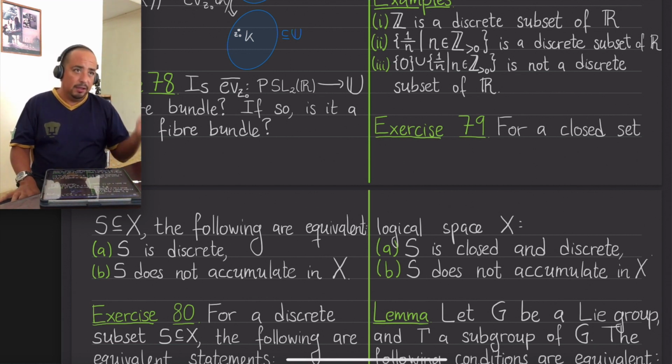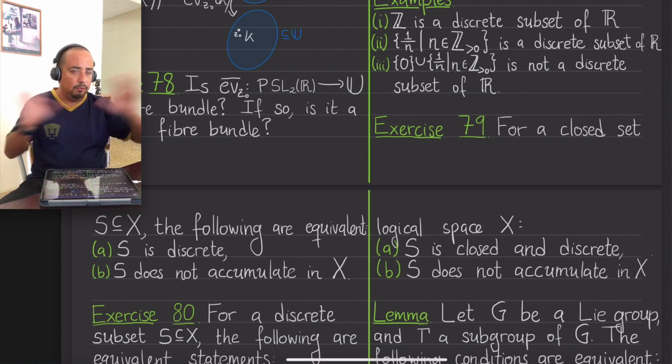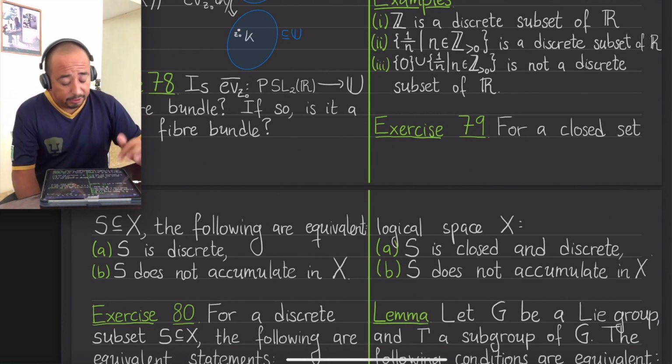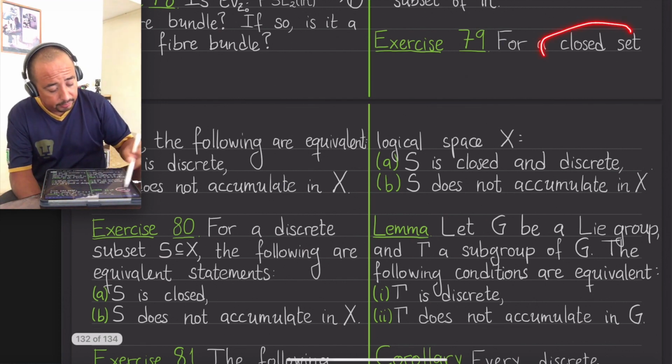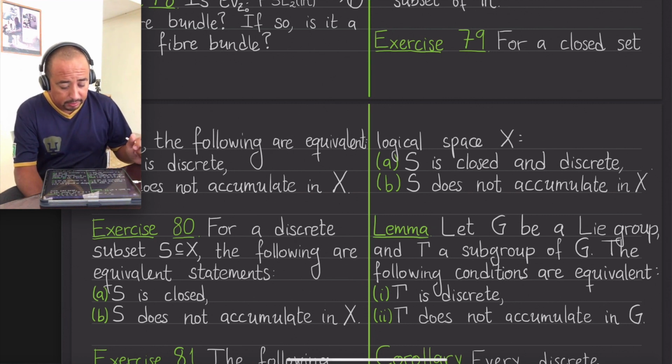Because being closed, it contains all possible accumulation points that may lie in X. They are already there. And being discrete is not accumulating in yourself. So if you are closed, then you don't accumulate in X whatsoever, because you don't accumulate in yourself, and also not outside, because then you wouldn't be closed. Okay, and I know closed sets are not persons, but okay. So for closed sets, it is way easier to think about discreteness.